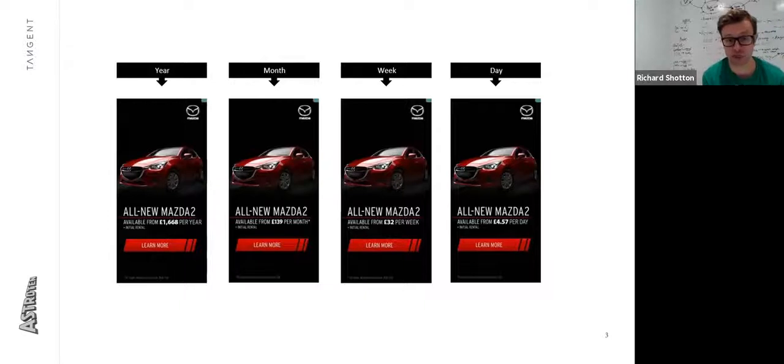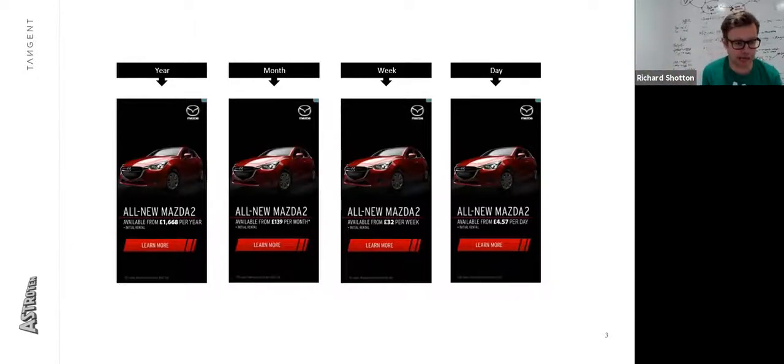£1,668 per year. The next group saw exactly the same car, exactly the same description, but this time they saw a monthly price, £139. The next group, same description, same car, but a weekly price. The final group, same description, same car, but a daily price.